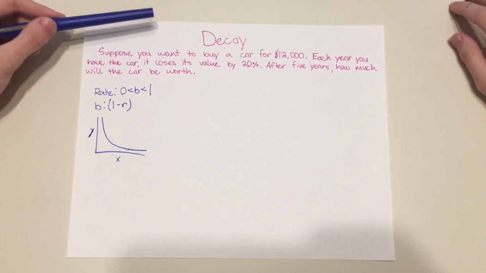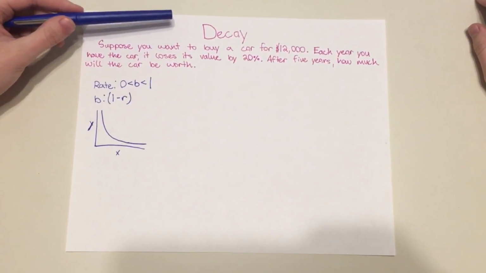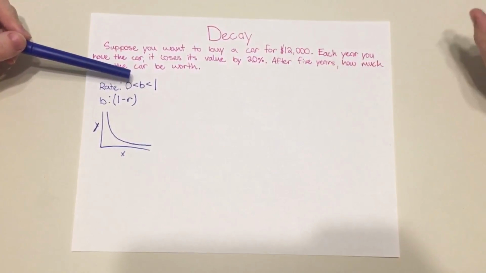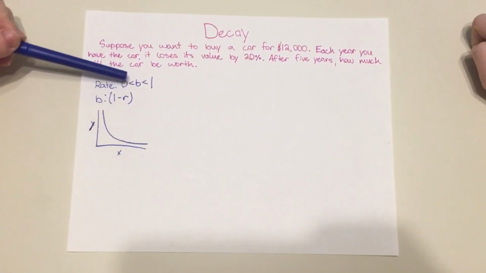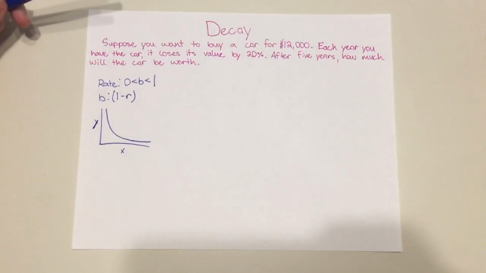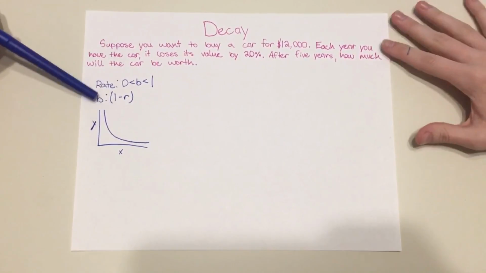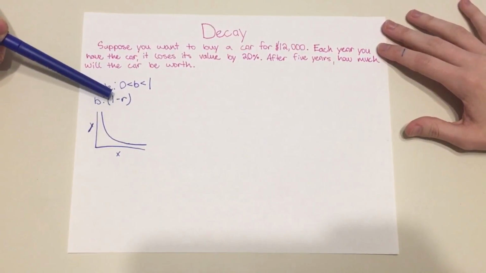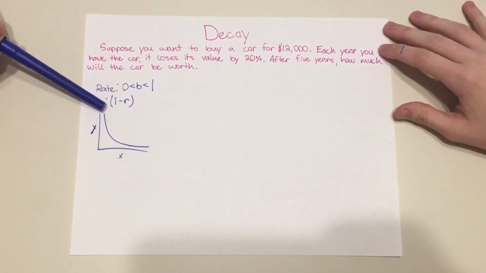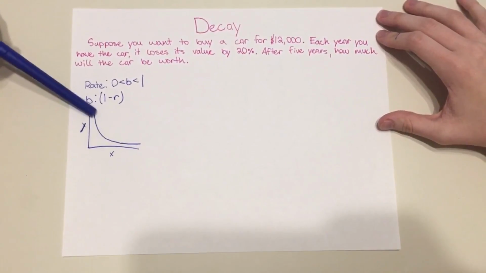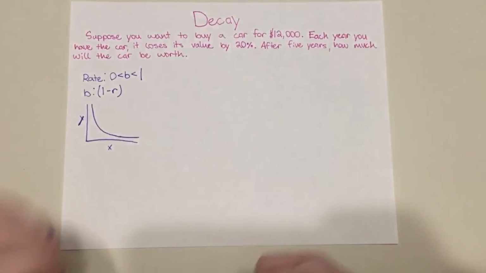A type of exponential equation is decay, and that means that the rate or the percent that they give you is going to be more than 0 but less than 1. And so how you would set up that equation, it's the same equation except for your b, you're going to use the rate and you're going to subtract the rate from 1. A decay equation would go downwards on a graph.